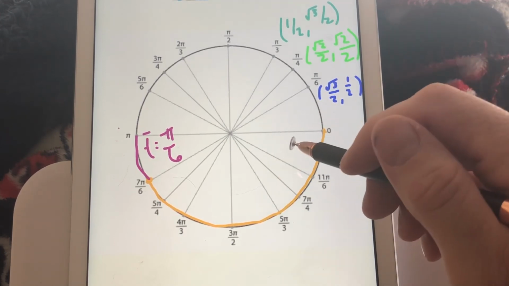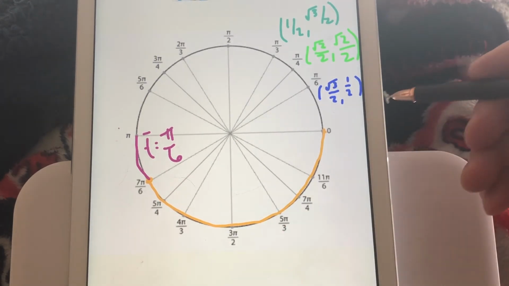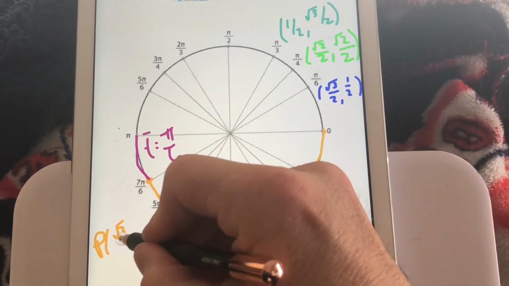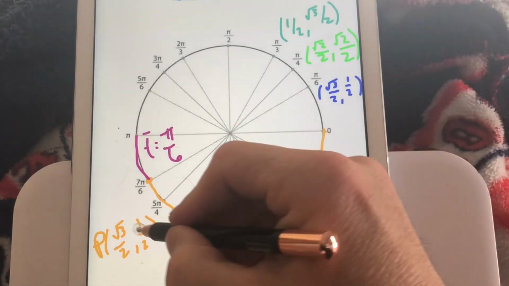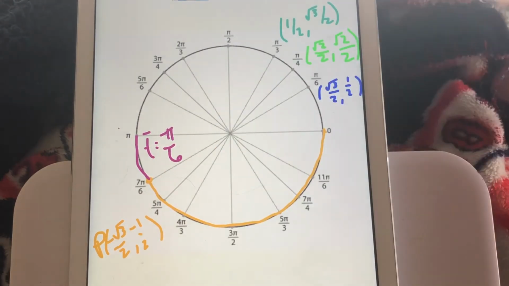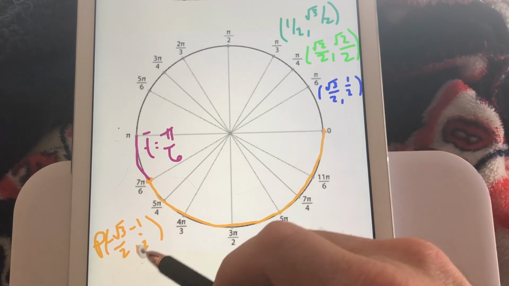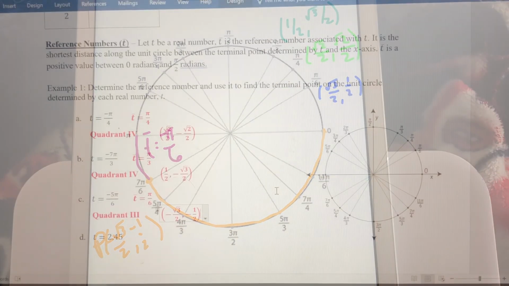We've got to think about which quadrant I'm in. I'm in quadrant 3. So my point is going to be radical 3 over 2 and 1/2. But in quadrant 3, I should know that both of those need to be negative, because in quadrant 3, both x and y are negative. So for the real number negative 5 pi over 6, it leads us to this location. T bar is pi over 6. My terminal point there is negative radical 3 over 2 and negative 1/2.